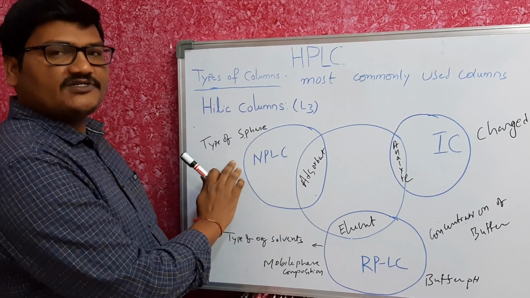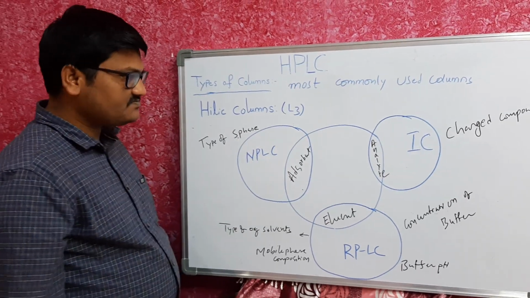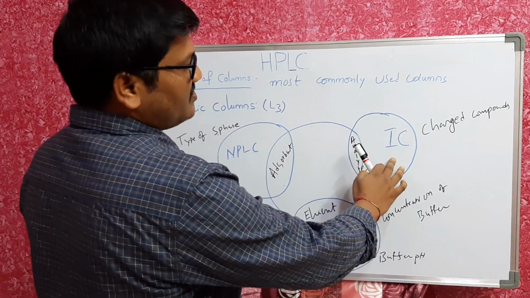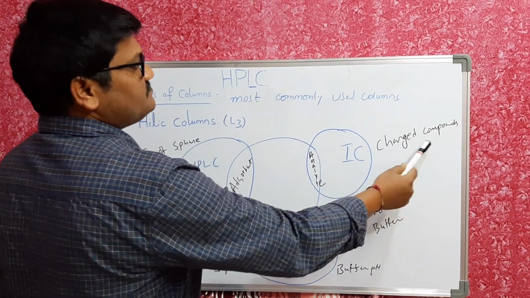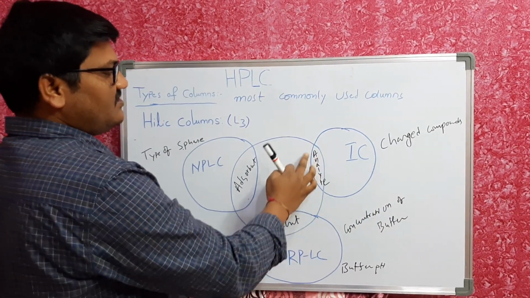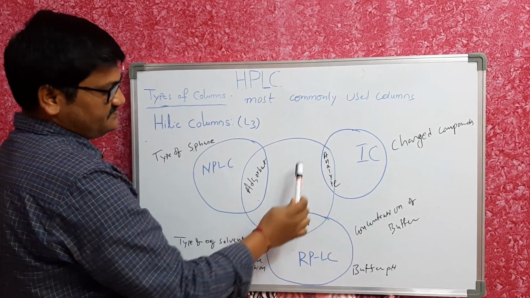Very polar stationary phase we use in the normal phase liquid chromatography. When coming to ion chromatography, we can analyze charged compounds. That is the sample, that is the analyte.